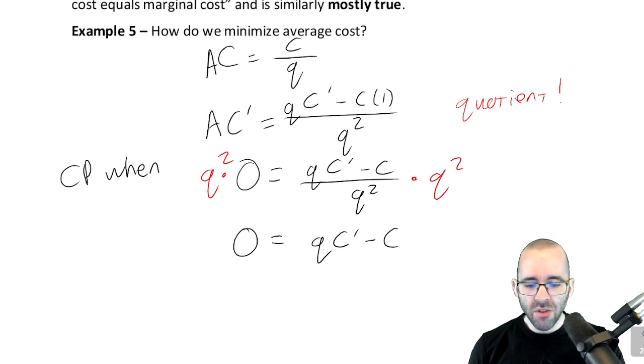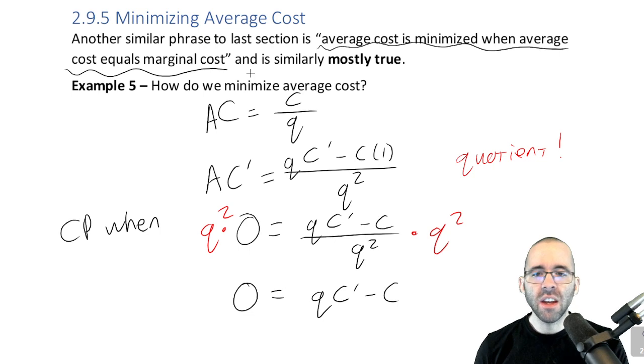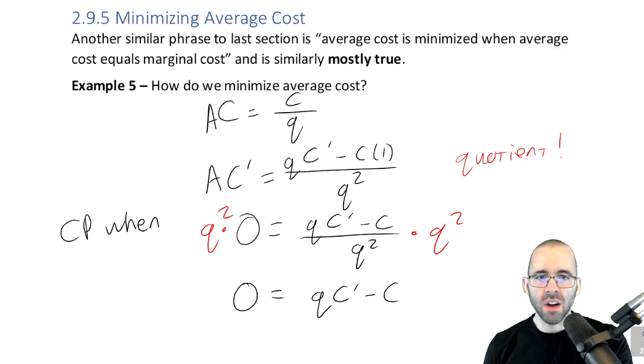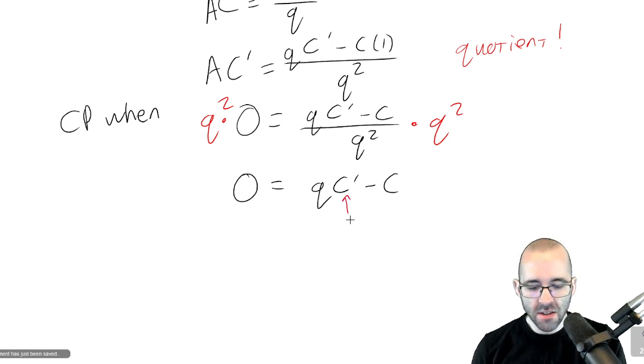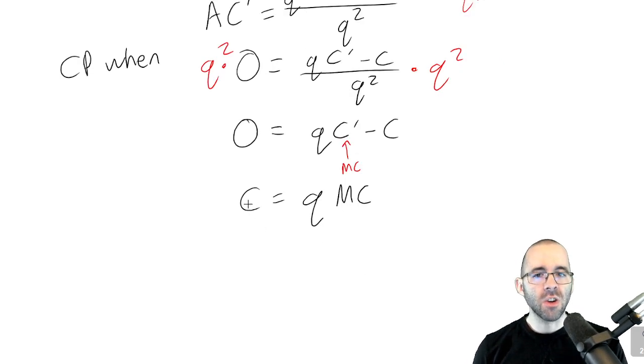The question is, how do we minimize average cost? And specifically, how does that have to do with this sentence? Average cost is minimized when average cost equals marginal cost. Oh, well, C prime, right? That's marginal cost. So if we add C to both sides, look what we get. That there's a critical point when the total cost is Q times the marginal cost.